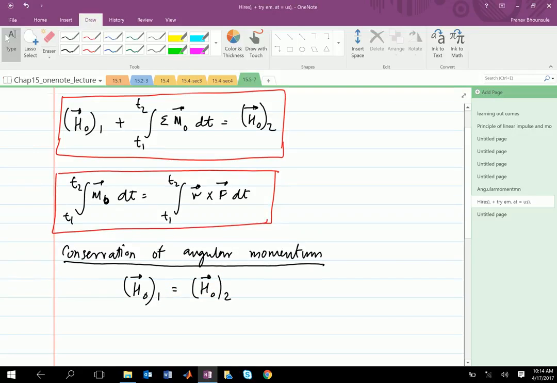Okay. Note that this is possible if you look at these two expressions. H_O1 equals H_O2 only when the integral of M_O dt is 0. Okay, so either there can be no external force or external moment, then H_O1 will be equal to H_O2. But sometimes what happens is the moment appears internally to the system. Okay, when it comes internally, it doesn't show up as an external moment or external force. In that case, angular momentum is conserved.